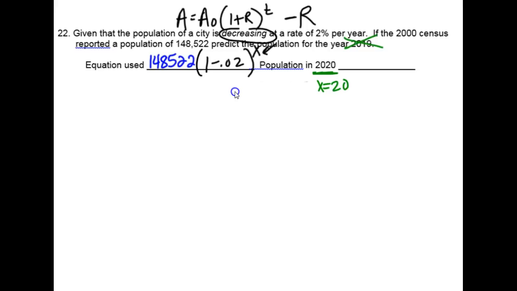Alright. You know what? While we're here, let me just go ahead and fix that. Whoopsies. Alright, 148,522 times, I'm just going to write that as 0.98. But you do whatever you need to do. Now these are people, right? So we should be appropriately rounding. So I'm going to write down 99,154. My bad.